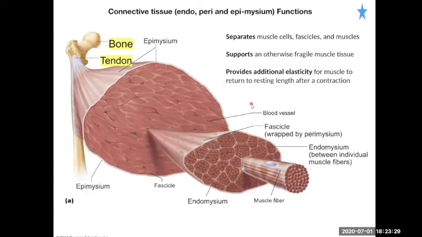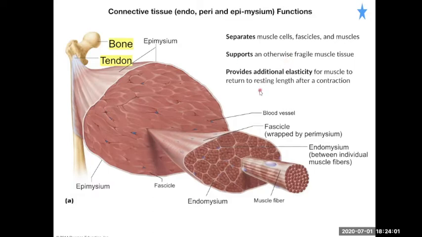The other thing is these muscle cells, even though they're packed with actin and myosin and they have structural proteins, they're a long sort of fragile cell, right? And when they're very active, the collagen in all this dense connective tissue is going to provide a little protection, to protect them when they're contracting and stretching. So it's supporting an otherwise fragile muscle tissue.